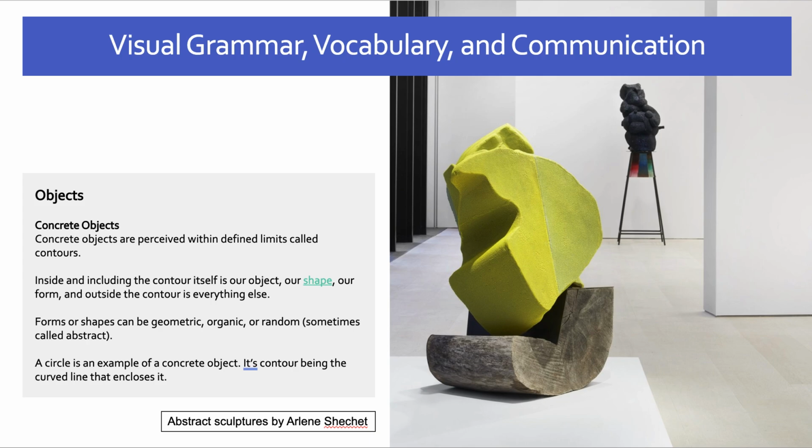Concrete objects are things that we can touch and define. Forms or shapes can be geometric, organic, or random, which is sometimes called abstract. And these are examples of those shapes, right? They are forms and shapes, 3-dimensional. Forms are 3-dimensional, shapes are 2-dimensional. And they're abstract. That's abstraction. So we talk about abstraction. This is what we're talking about.